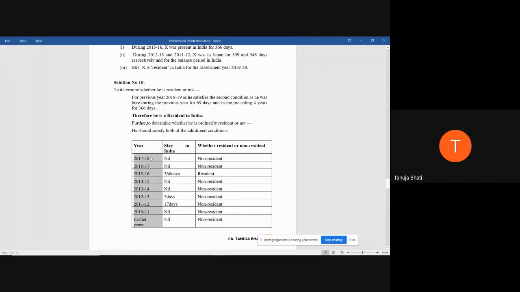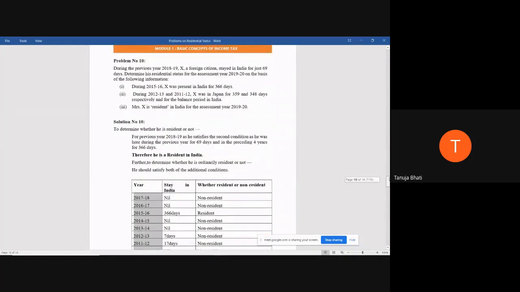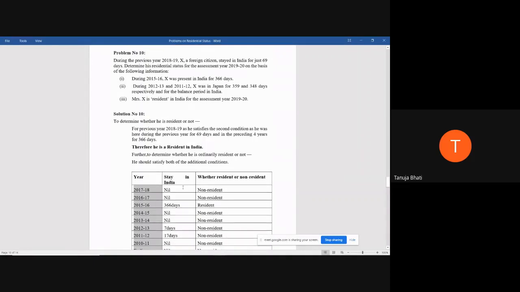You should not consider the current relevant previous year. Preceding that, whatever is the 10 years, we have to write that. So 17-18, 16-17, 15-16, 14-15, 13-14, 12-13, 11-12, 10-11, and the earlier years before that. Okay. Next, we have to check stay in India. Now, because to know whether he's a resident or not, we have to know the stay in India, right?